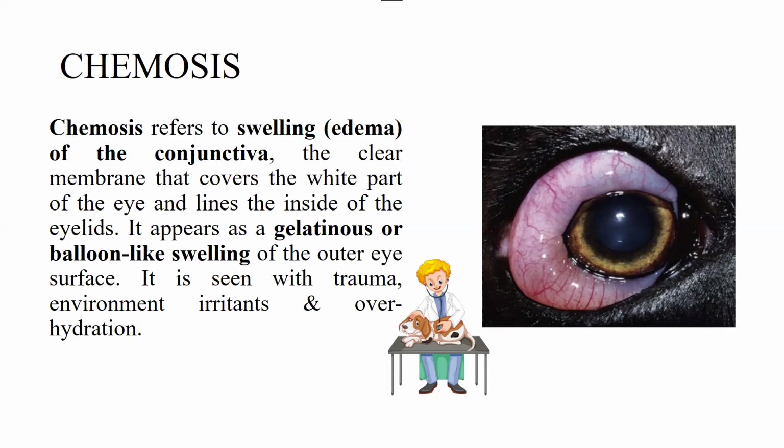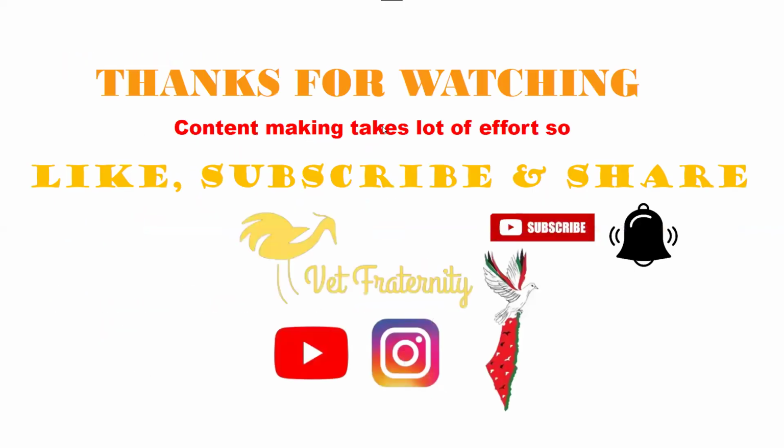Edema of the conjunctiva is called chemosis, and it appears as a gelatinous or balloon-like swelling of the outer eye surface. It is seen with trauma, environmental irritants, or overhydration in the animal body. You can see in this image the ballooning, or swelling, of the conjunctiva. That was it about chemosis.